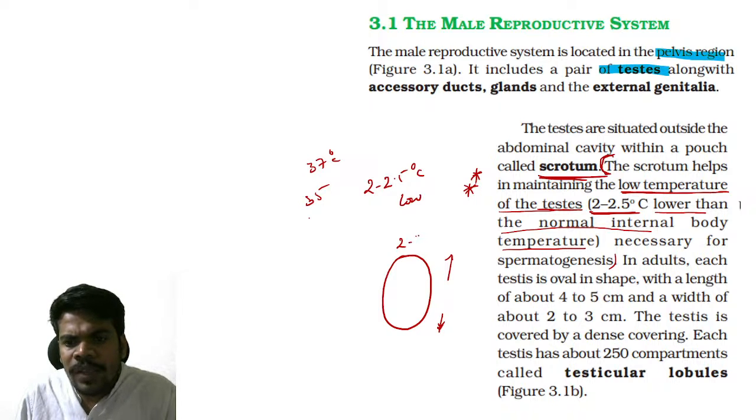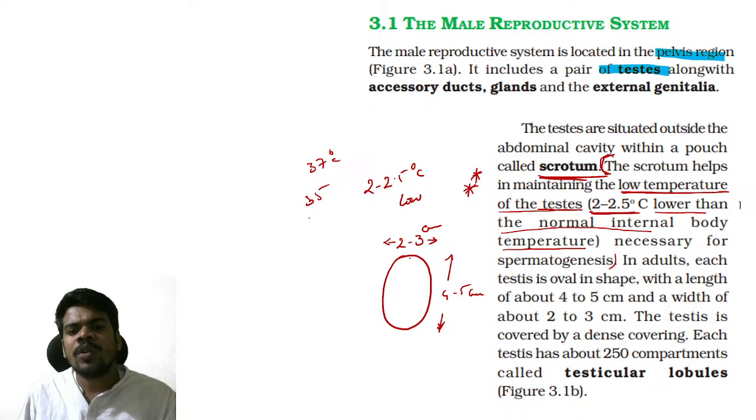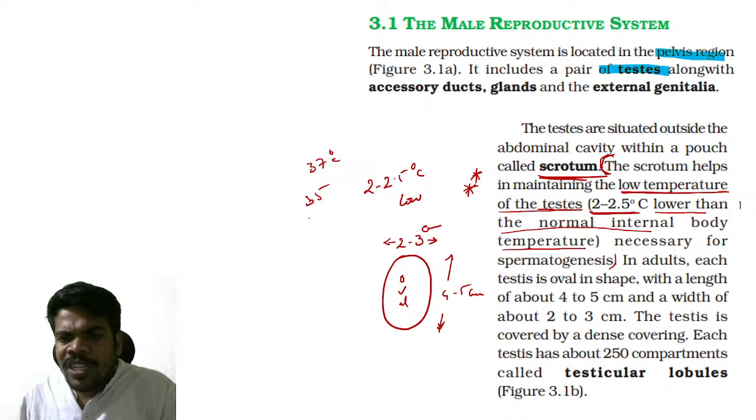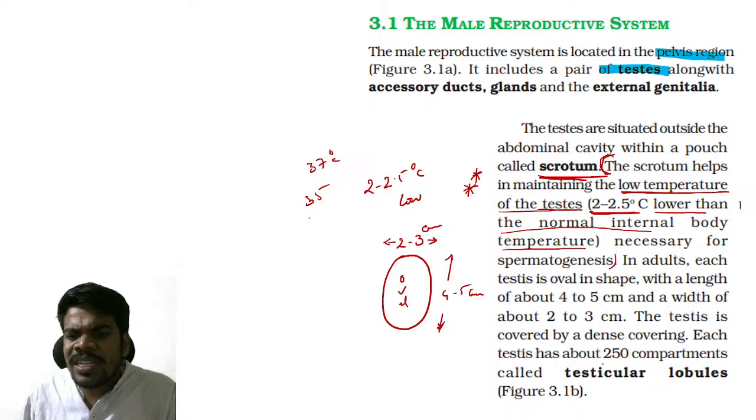Width is 2 to 3 centimeters, and 4 to 5 centimeters length. It is centimeters, not millimeters. 2 to 3 centimeters width, 4 to 5 centimeters length, and it is oval in shape. The testis is covered by a dense covering. Here tunica albuginea is not mentioned. Each testis has about 250 compartments. This is also important. They are called testicular lobules.